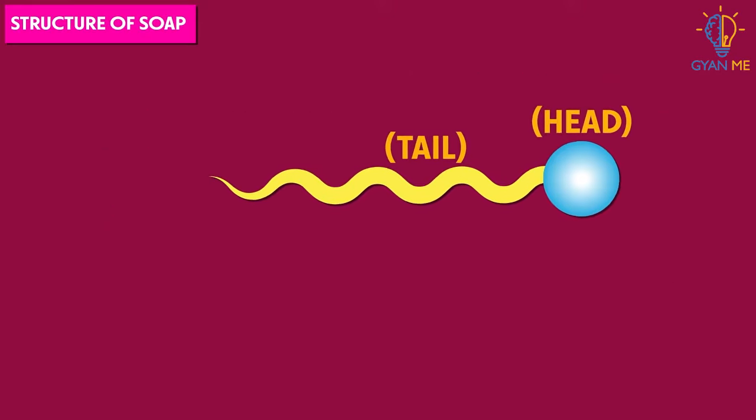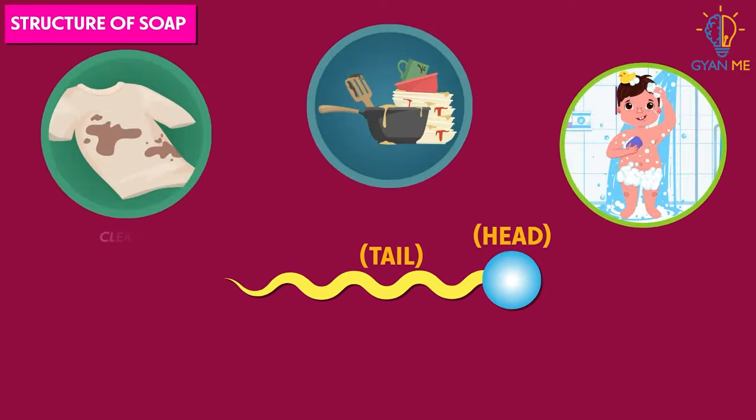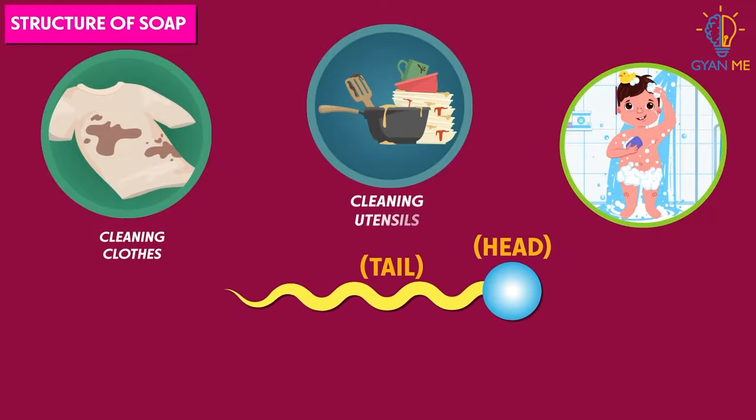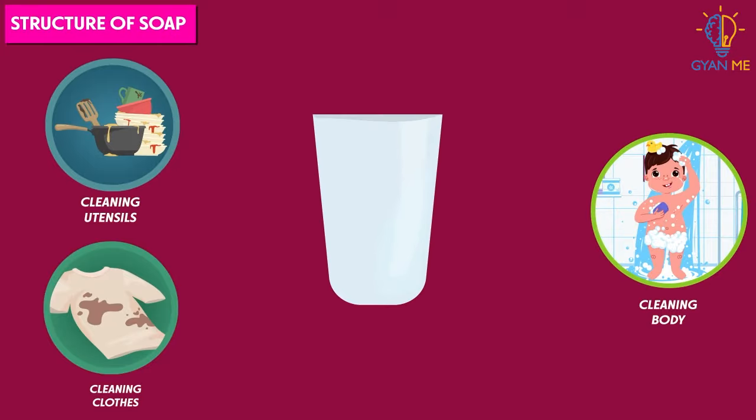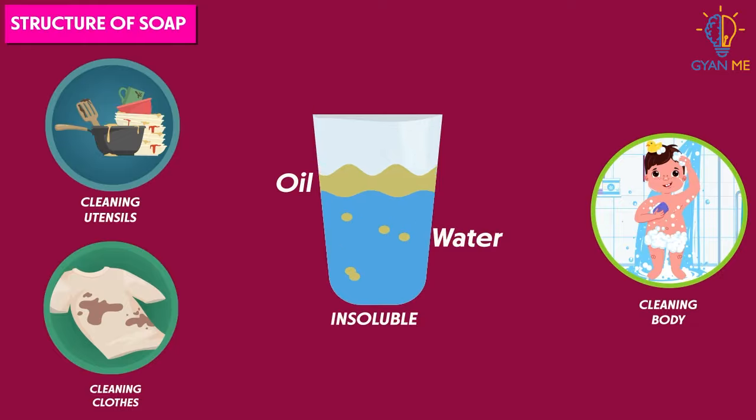Now that we know the typical structure of a soap or detergent molecule, let's understand how it helps in cleaning our clothes or utensils or our bodies. Could we use only water for cleaning instead? Not really. Using only water might not be enough sometimes, as some kinds of dirt, especially oils and grease, are really stubborn and cannot dissolve in water. That is the reason why oily stains on clothes or oily particles on utensils cannot be removed by using only water.